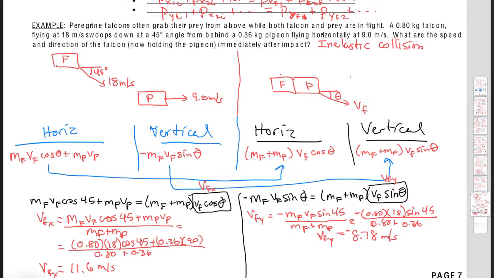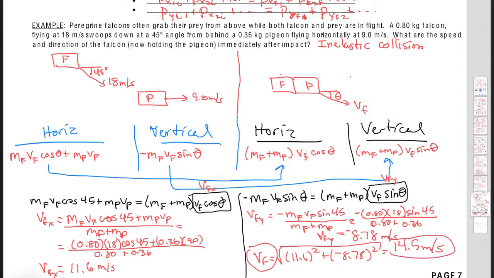So to find VF, I'm going to do the square root of 11.6 squared plus negative 8.78 squared. And so I'm going to do 11.6 squared plus 8.78 squared equals, square root of that. And so my final velocity is going to be 14.5 meters per second, right, or approximately 15.